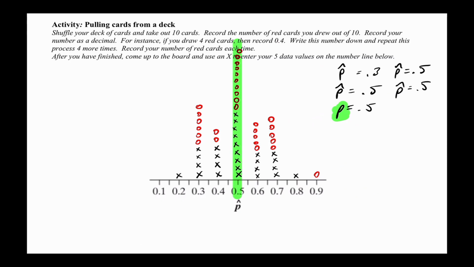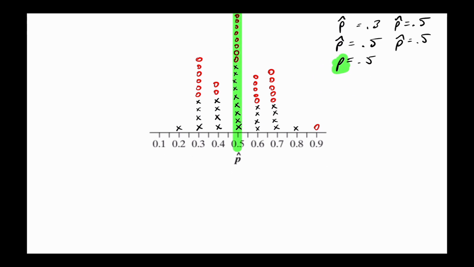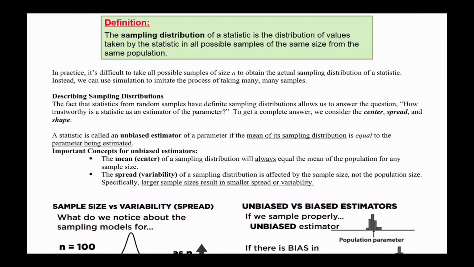All of these samples came from the same population, right? What is the population then? We talked about the sample is 10 cards. What is the population then? The entire deck, right? All of our decks were the same. So it doesn't matter if it's my deck or your deck, it's a deck of cards, okay?